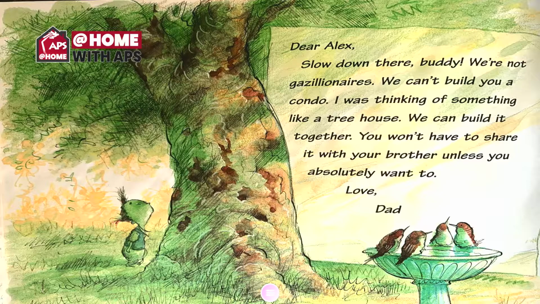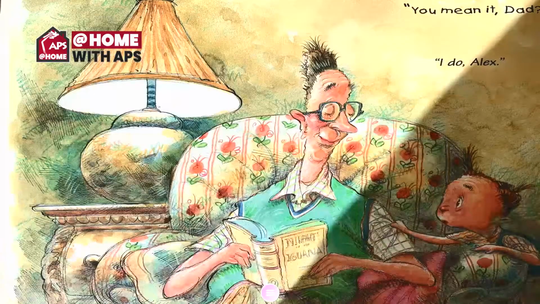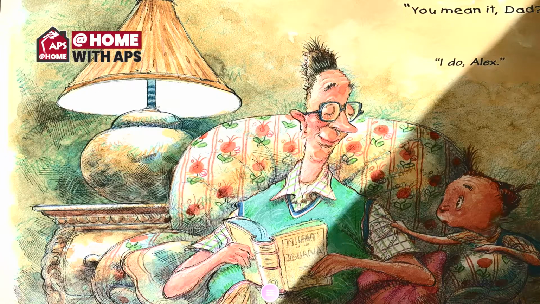Dear Alex, slow down there, buddy. We're not gazillionaires. We can't build you a condo. I was thinking of something like a treehouse. We can build it together. You won't have to share it with your brother unless you absolutely want to. Love, Dad. You mean it, Dad? I do, Alex.